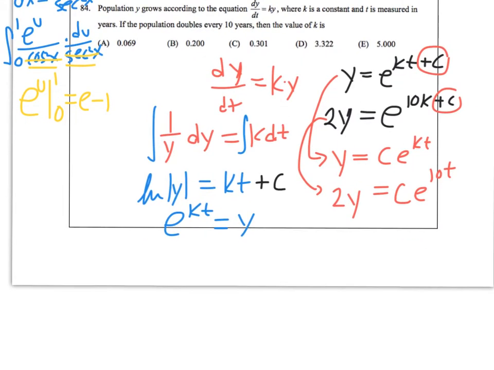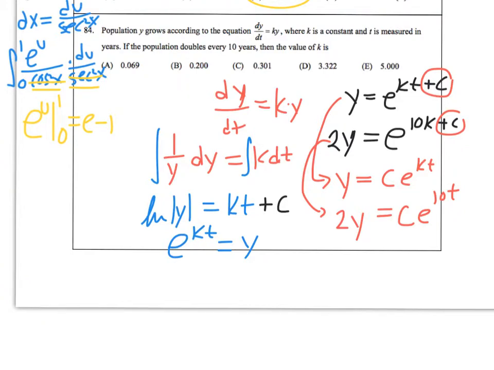Since we don't know what the starting population is, is there any reason that we can't just say this is something like 1 is equal to ce to the k times 0, since that's our starting thing. And that would let us set c is equal to 1. I like how I wrote c is equal to c there. And that would mean that 2, that doubled population, is equal to 1 e to the 10t.